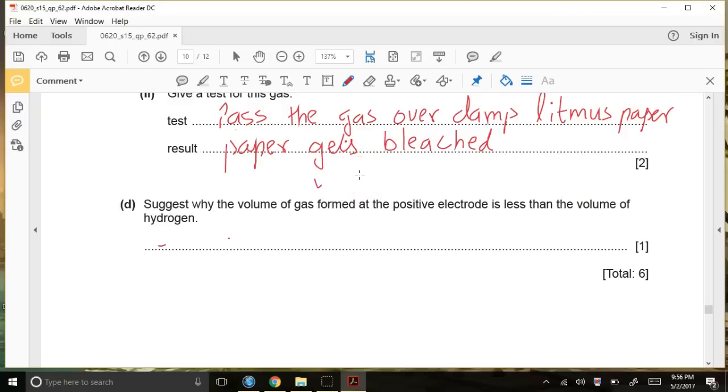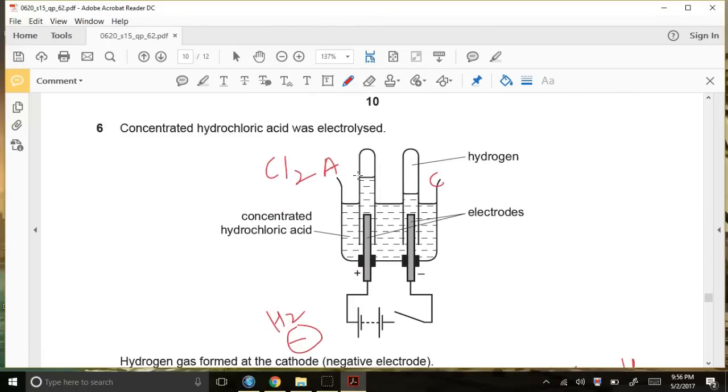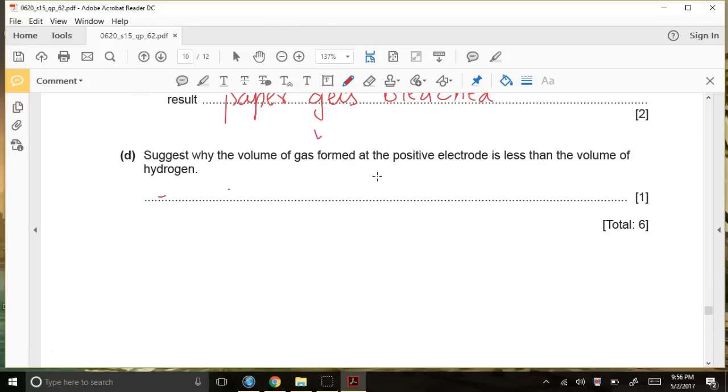The last question asks why the volume of gas formed at the positive electrode is less. Now, what you see in the diagram here is chlorine being formed at the anode. You might remember last time we jumped into a swimming pool, a lot of chlorine smell was there. That gives an indication that chlorine is soluble in water, compared to hydrogen, which is absolutely insoluble. So the chlorine gas that you get here will not be all the chlorine you would expect. The reason is that chlorine is soluble in water.